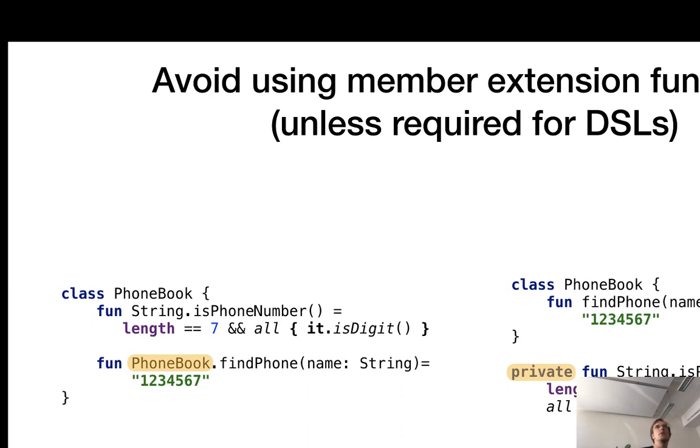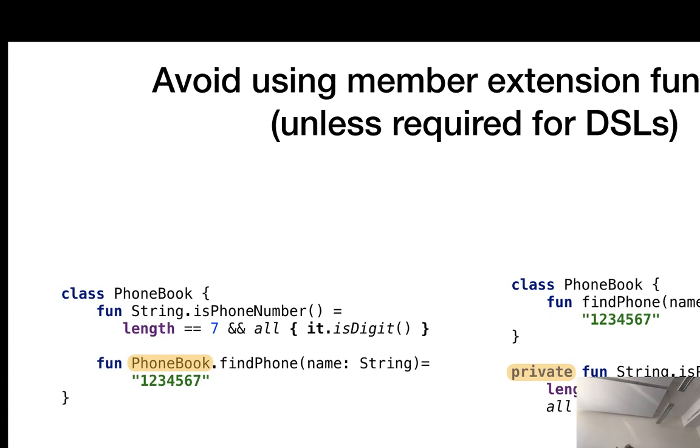So this find phone is just a regular method, and this is phone number we have moved outside of the class. Now, if the extension function doesn't need to have access to members of this class, it's okay to keep this inside. And also, if you are defining a DSL, it can be extremely useful and extremely convenient to define member extension functions inside of a class, and then by all means do it. But if you are not defining DSLs and don't need for a function to access the members of the class, then just put it outside.